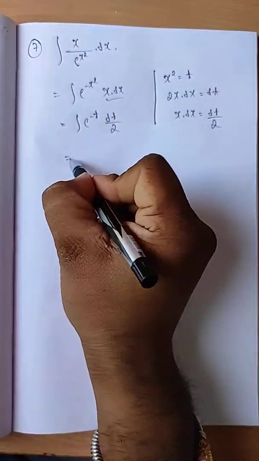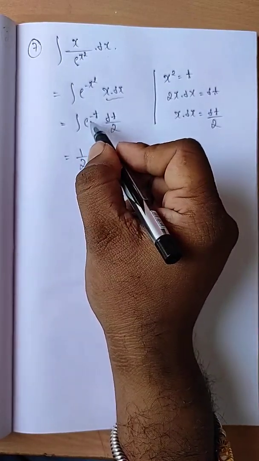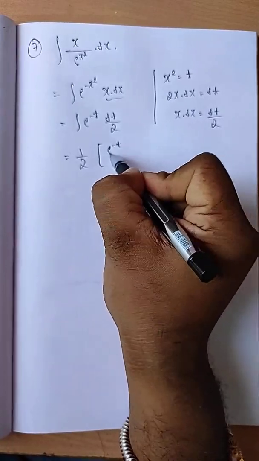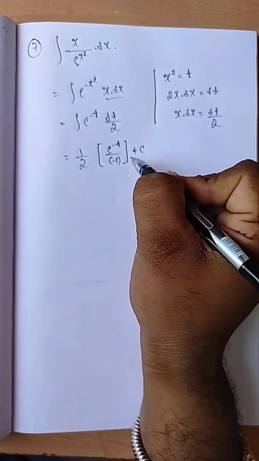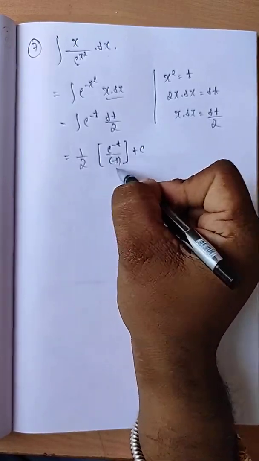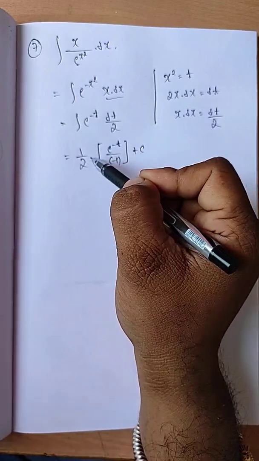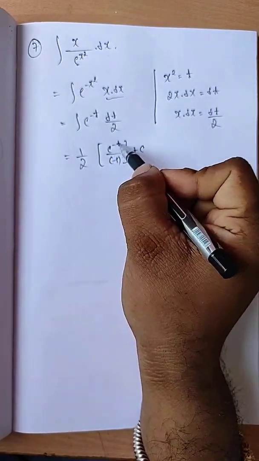Here 1 by 2 is a constant. What is the integration of e to the power of minus t? The integration of e to the power of minus t is e to the power of minus t by minus 1 plus c. Is it clear? So in the denominator, why have I written this minus 1? Because 1 by 2 is a constant, I have taken it outside. Integration of e to the power of minus t is e to the power of minus t by minus 1.